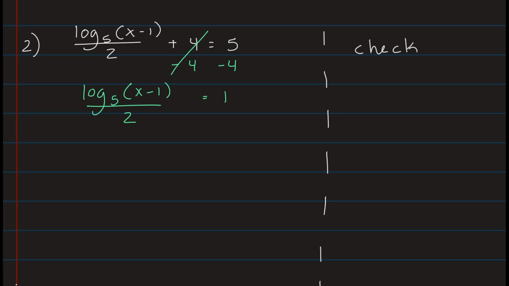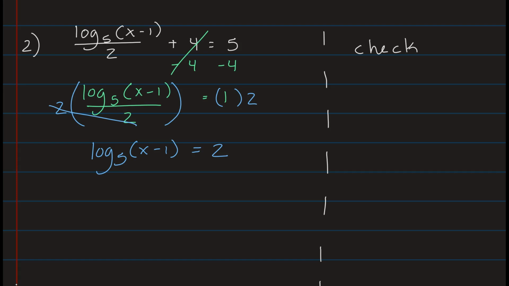And now I can get rid of that denominator of 2. Right now it's divide by 2. Opposite operation of divide is multiply. So to get rid of that 2, I just multiply both sides by 2. The 2's cancel, and I'm left with log base 5 of x minus 1 is equal to 1 times 2 is 2. So now I've isolated my log.